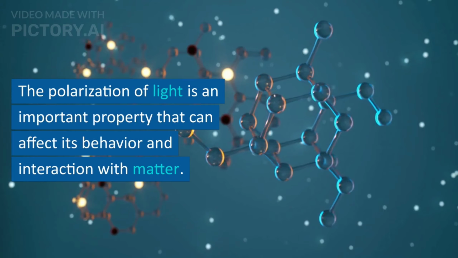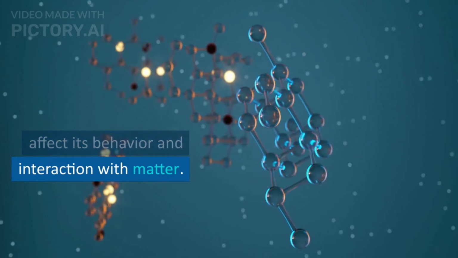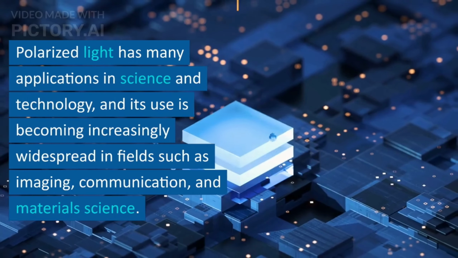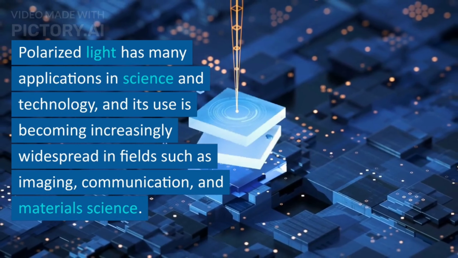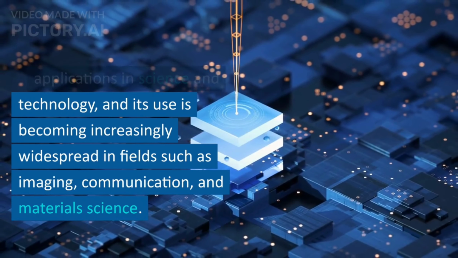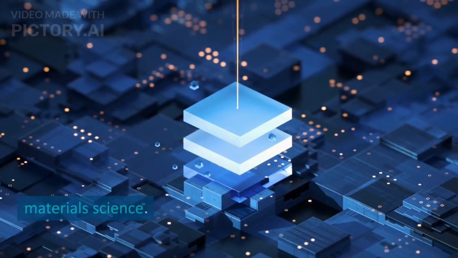The polarization of light is an important property that can affect its behavior and interaction with matter. Polarized light has many applications in science and technology, and its use is becoming increasingly widespread in fields such as imaging, communication, and material science.